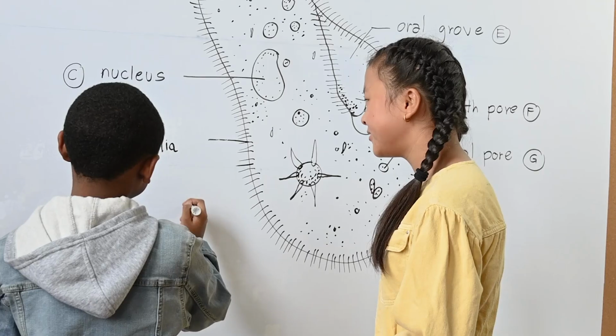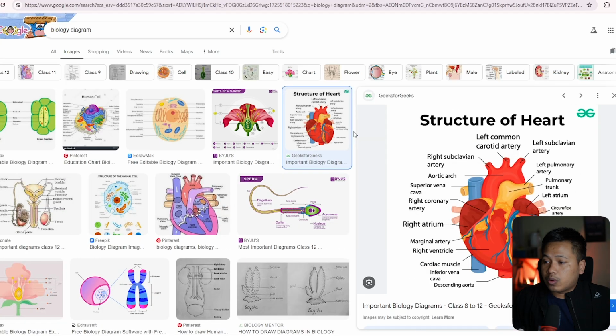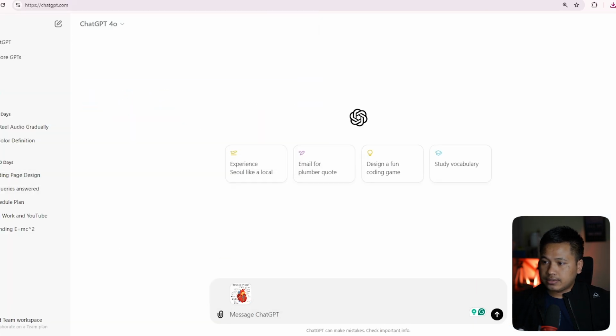Let's say you are a biology student, and you are struggling to understand a diagram that was taught in class, and now you are unsure about what the teacher explained. So let's take this hard diagram for example. Upload it to ChatGPT and ask, I am a biology student. Can you explain this diagram to me?